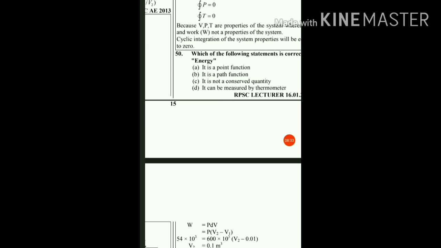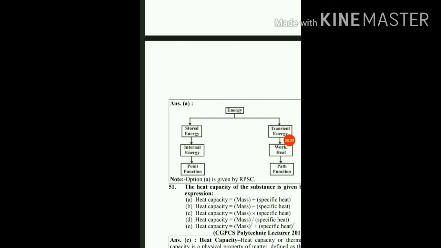The next question, the 50th question: which of the following statements is correct for energy? It is a point function, so it is a correct answer. It is a path function, it is not true. It is not a conserved quantity, again it is not true. It can be measured by a thermometer. Basically temperature is measured with the thermometer, so energy is not measured with the thermometer. So option A will be the right answer. So the 50th answer will be option A.